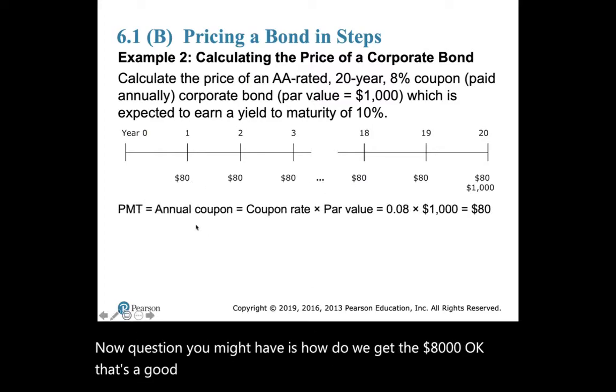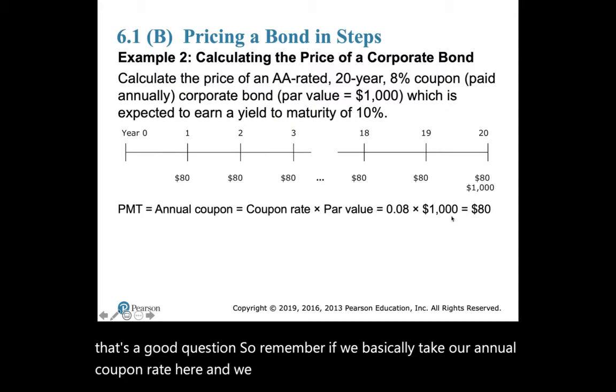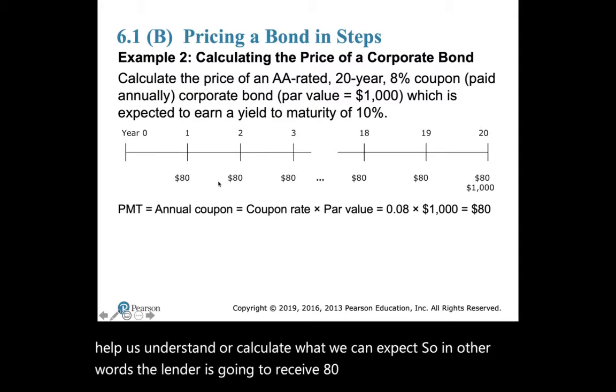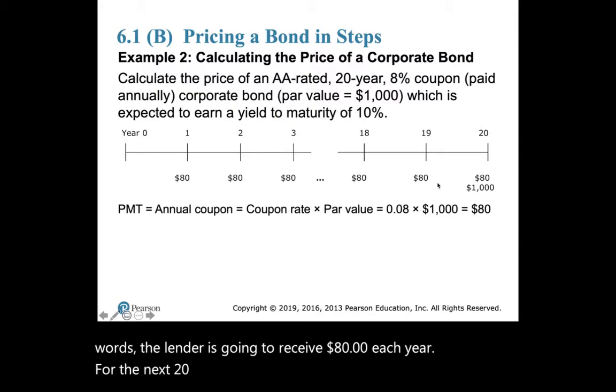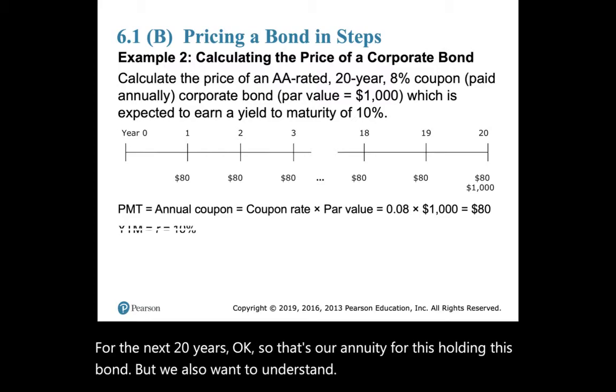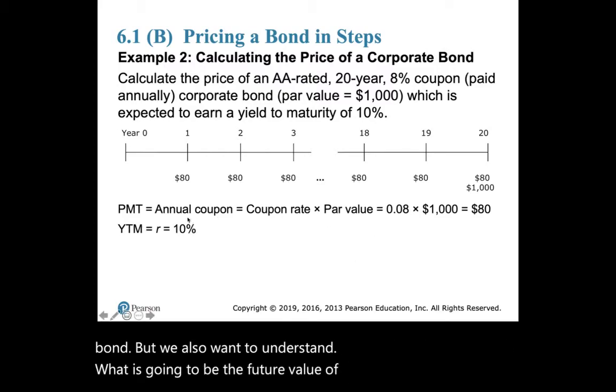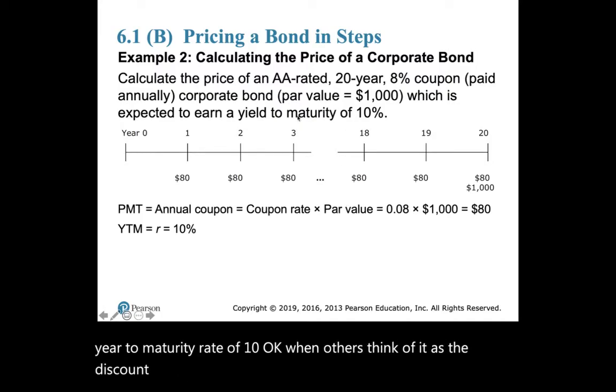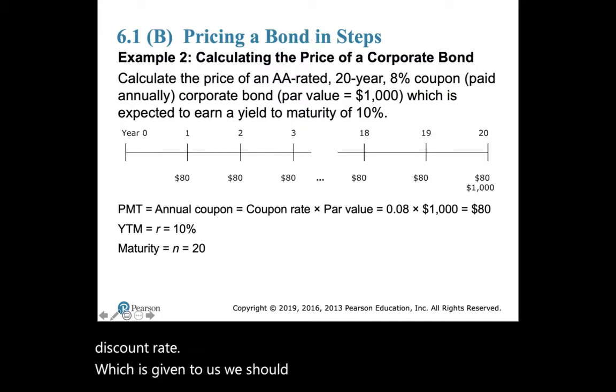So remember, if we take our annual coupon rate here and we multiply by the par value, that's going to help us calculate what we can expect. So in other words, the lender is going to receive $80 each year for the next 20 years. So that's our annuity for holding this bond. But we also want to understand what is going to be the future value of the bond. So if we have a yield to maturity of 10%, in other words, think of it as the discount rate, which is given to us, we should be able to understand a few things.